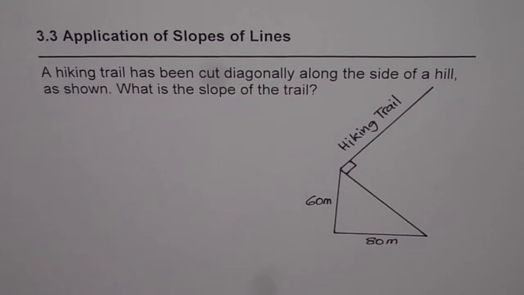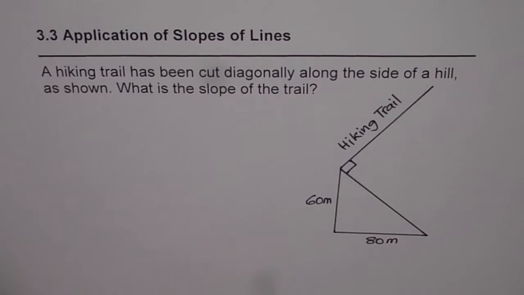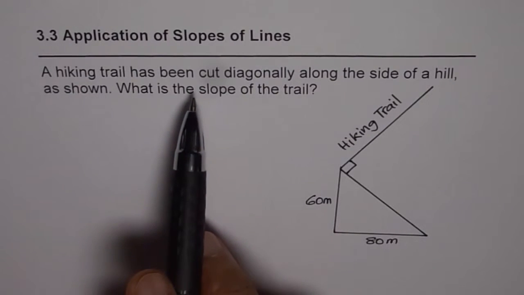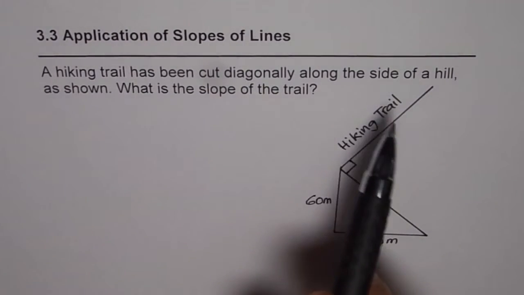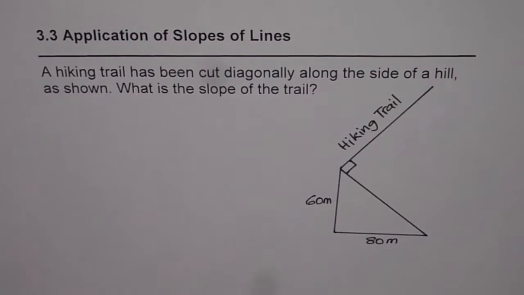I'm Anil Kumar, and here is an application of slopes of lines. A hiking trail has been cut diagonally along the side of a hill as shown. What is the slope of the trail? So that is the hiking trail, and we need to find the slope of this hiking trail.